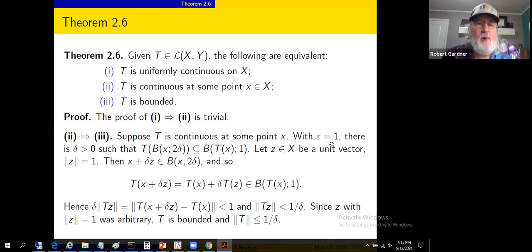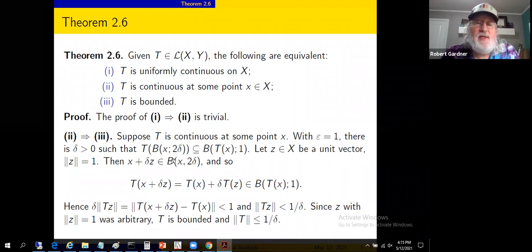Take epsilon equal to 1, then knowing T is continuous at point x, you know there exists a delta greater than 0, such that if we take a ball centered at x of radius 2 delta, for reasons to be explained shortly, we apply the transformation to that, you'll get a subset of the ball centered at T of x with radius 1.